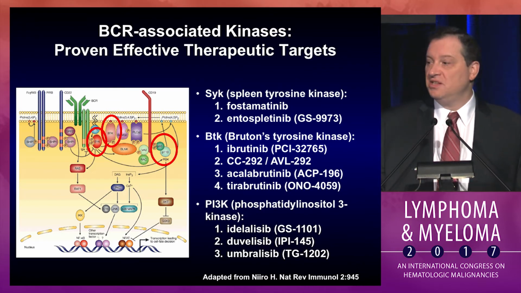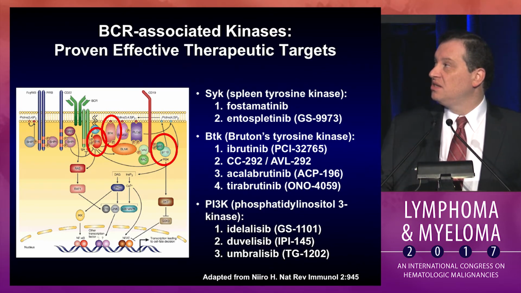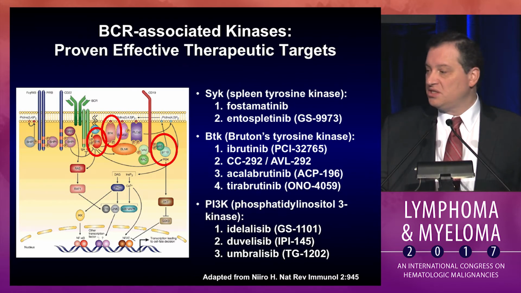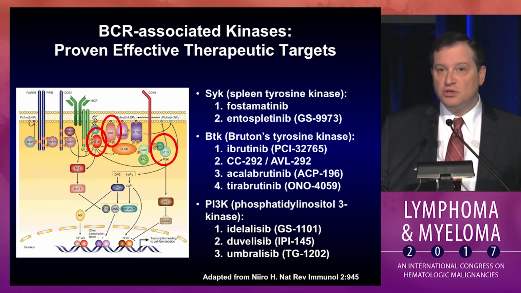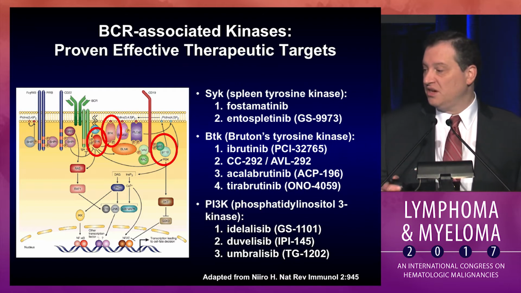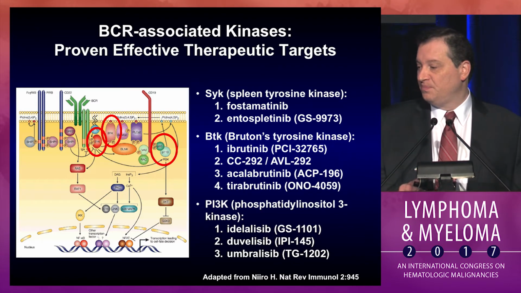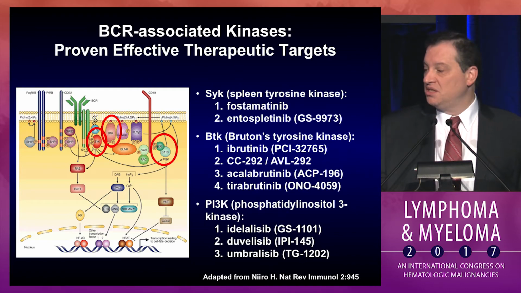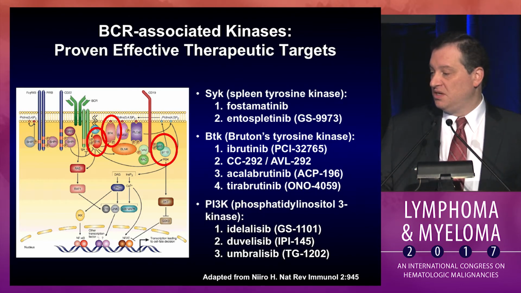So I'm going to talk about the B-cell receptor-associated kinases, and I just want to go through a quick list. We have SYK, which was the first one targeted. Second was Bruton's tyrosine kinase, and you can see Ibrutinib, CC292, which is no longer in commercial development, Acalabrutinib, which we might expect to be approved very shortly for mantle cell lymphoma, and Tirabrutinib, which is the ONO4059, which is actually now GS4059. And then we have the PI3 kinase inhibitors: Idelalisib, Duvelisib, and Umbralisib.